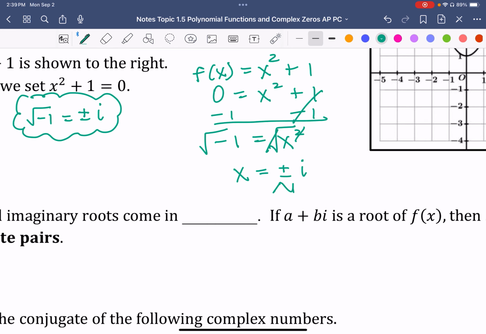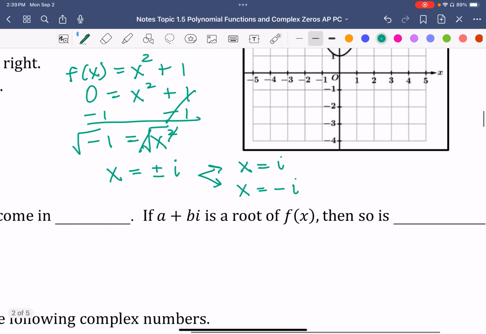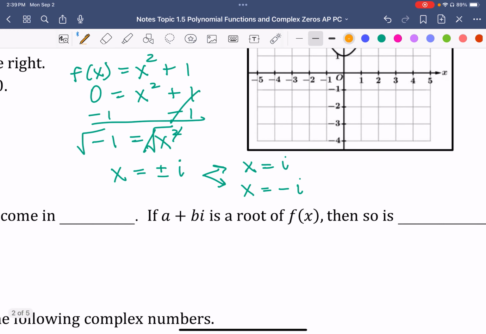So this is actually two solutions. Remember, let me write it sideways instead. I'm going to write it this way. So we have a zero where x is positive i, and a zero where x is equal to negative i. Okay, and then these are each going to have a multiplicity of 1.